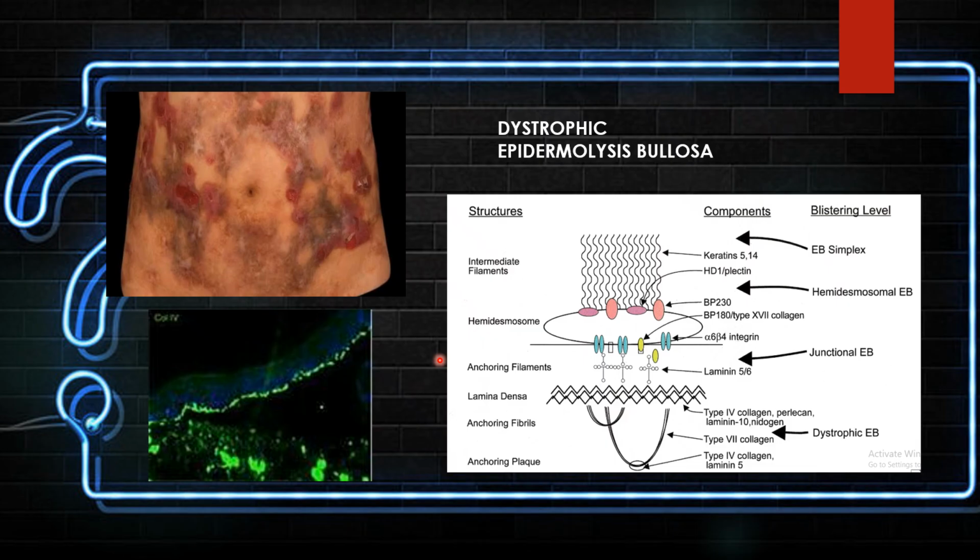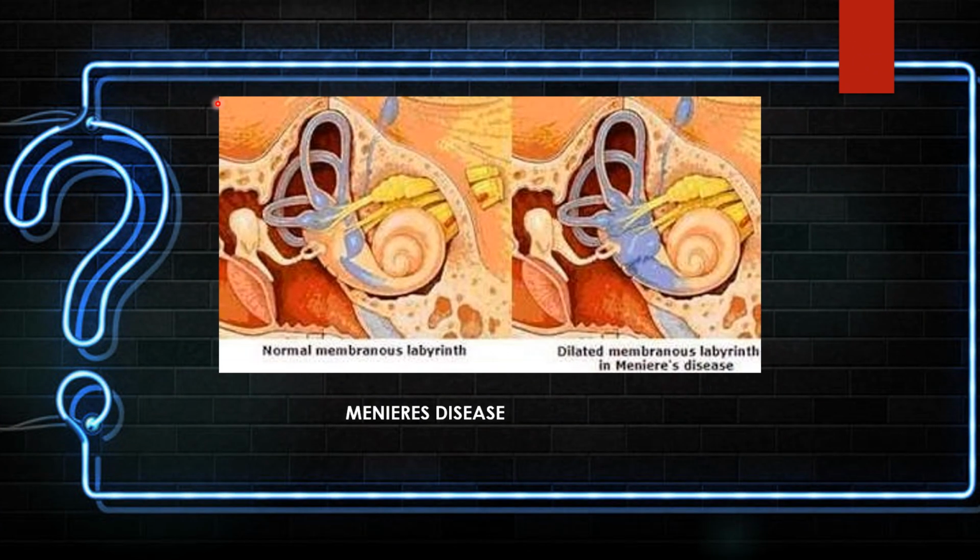Next, in image number 3 of episode 2, we had given this particular diagram. It seemingly looks normal, but what you need to appreciate is there is a dilated membranous labyrinth. This is how the normal labyrinth should be. However, it is dilated here and it is seen in one condition, Meniere's disease. So you need to remember that, which leads to a lot of symptoms including tinnitus and vertigo.